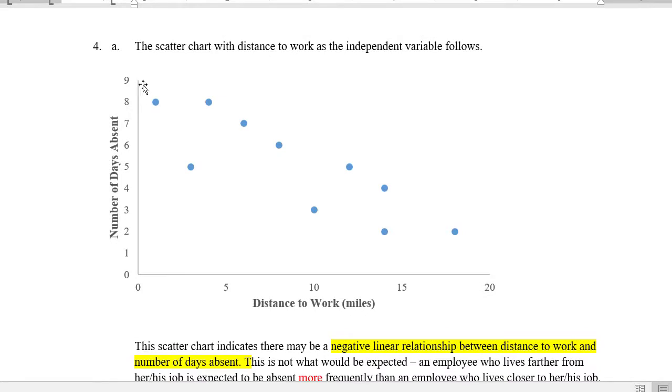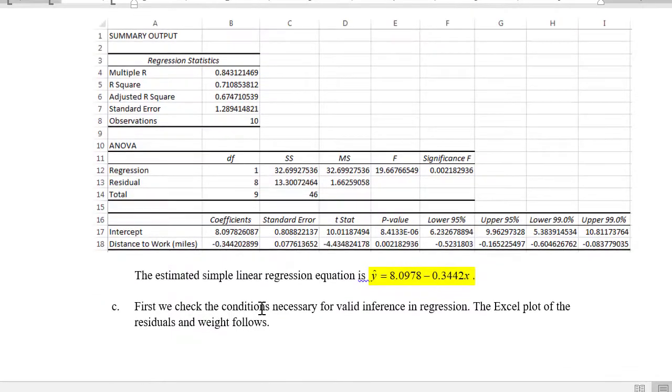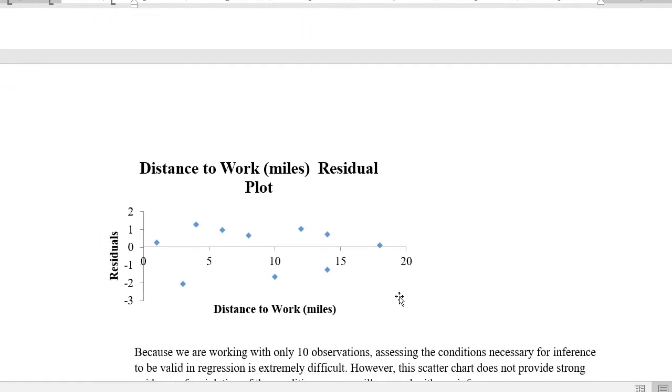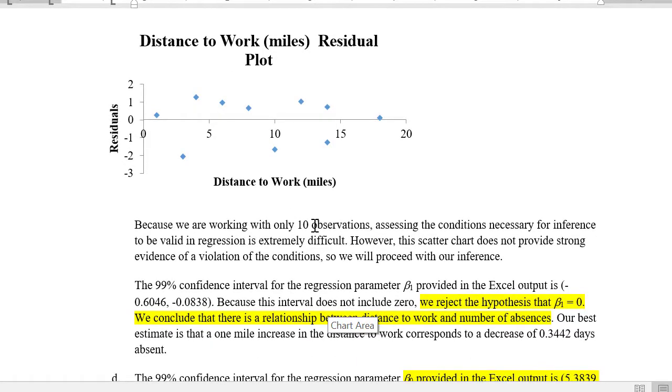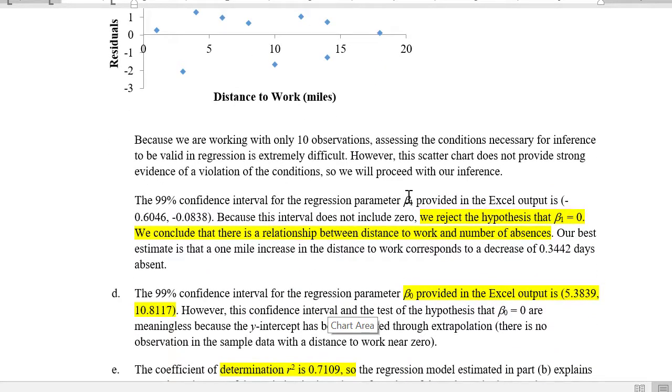For problem 4, scatter plot again. This is a negative linear relationship. As x increases, the y's come down. You got your regression output. I'm looking for the equation again. The equation comes from B0, B1, and put the x out to the side. We check and see if there's any problems with our inference. Since we don't have 30 observations, we just have 10. Again, with B1, we reject the hypothesis.